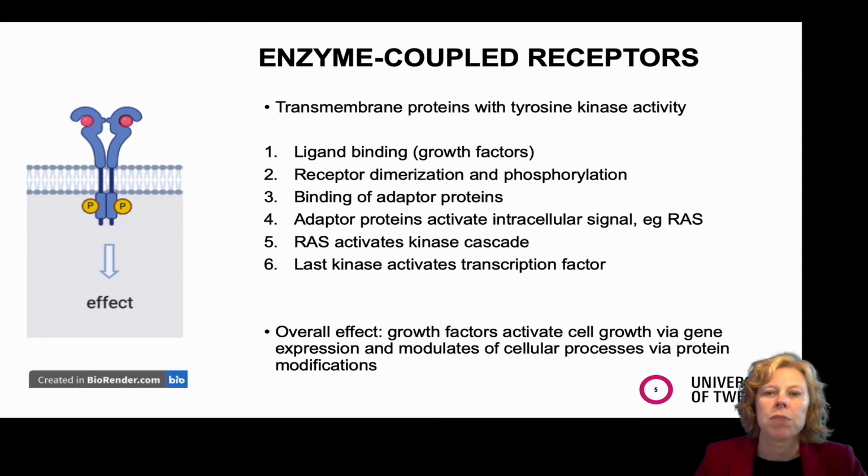Abnormalities in signaling via receptor tyrosine kinase and other enzyme-coupled receptors play a major role in the development of cancer. The basic steps of the RTK signaling pathway are highlighted here. First, you have ligand binding, such as growth factors, which induces receptor dimerization and phosphorylation of its cytoplasmic tail.